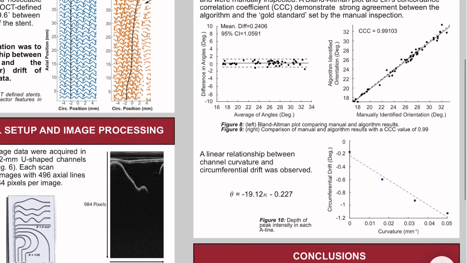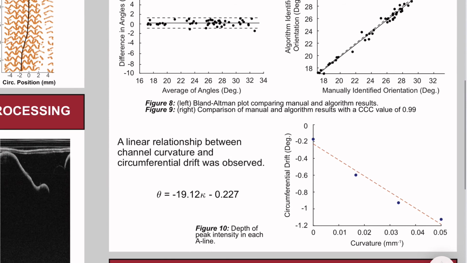Finally, a formula relating curvature to circumferential drift was derived by plotting circumferential drift versus curvature and determining a line of best fit through these points. The equation for the line of best fit is the equation that relates curvature to circumferential drift.